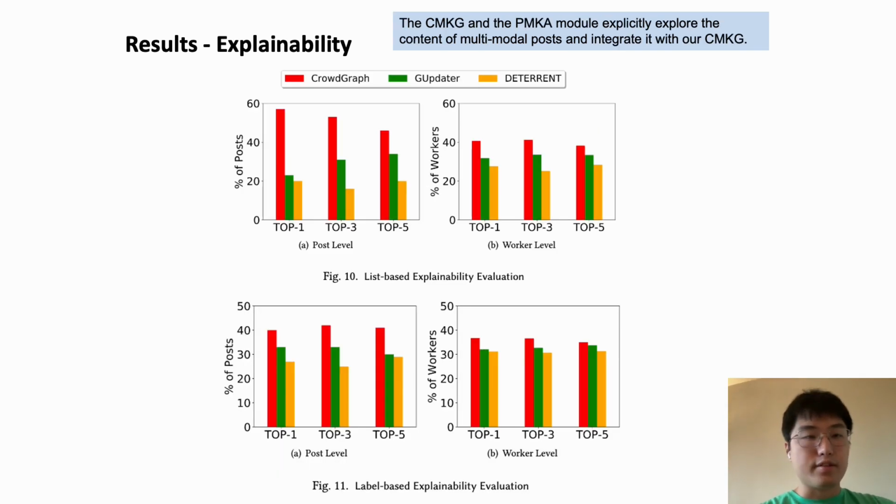We further evaluate the explainability of our model. For each model, we extract the top K knowledge facts from the knowledge graph based on the attention score as the explanation results. And we ask crowd workers to select which result is the best. We can see from both the post level and the worker level, our results outperform the other baselines.